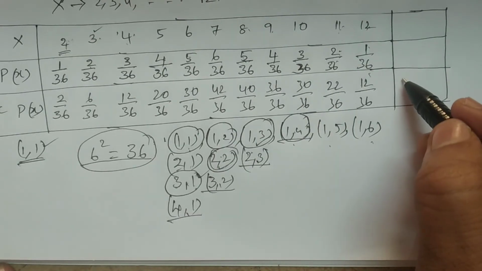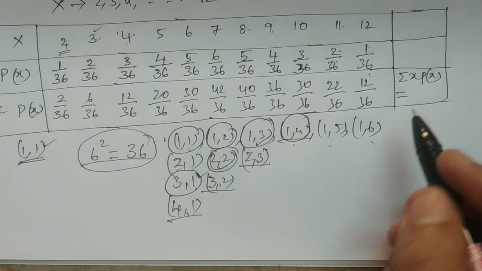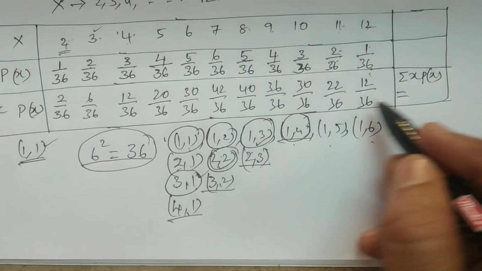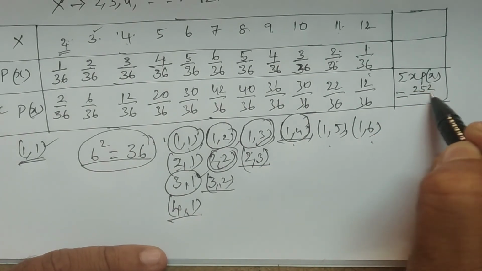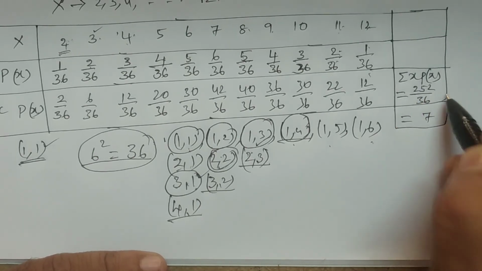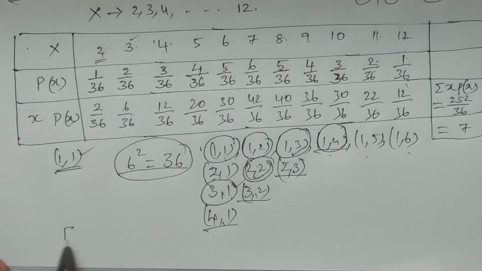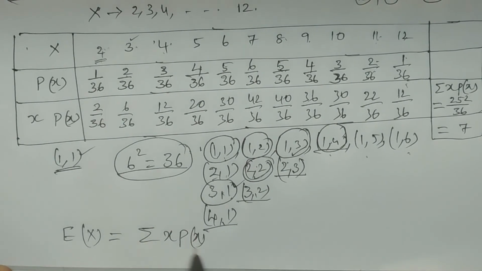Now you calculate the summation of x into p of x. If you add all this and take an LCM of 36, you will get 252 by 36. It will be 7. So therefore, expectation of x, the expectation of the sum of the number of points on the two faces of the dice, is nothing but the summation of x into p of x, where x takes values from 2 to 12.